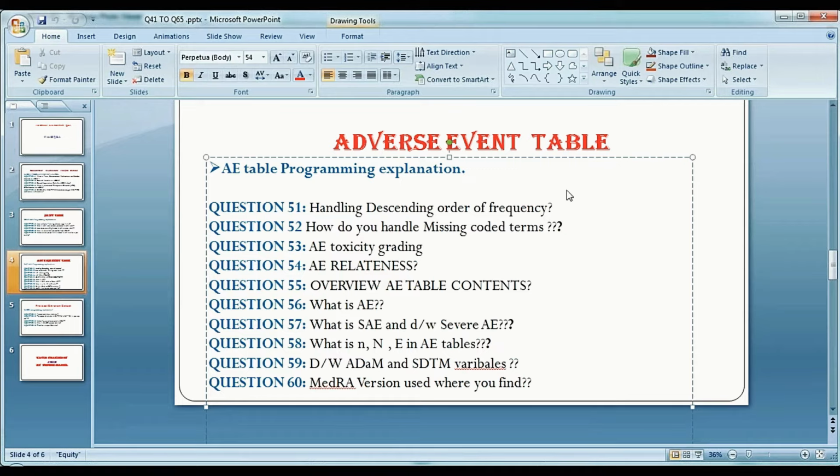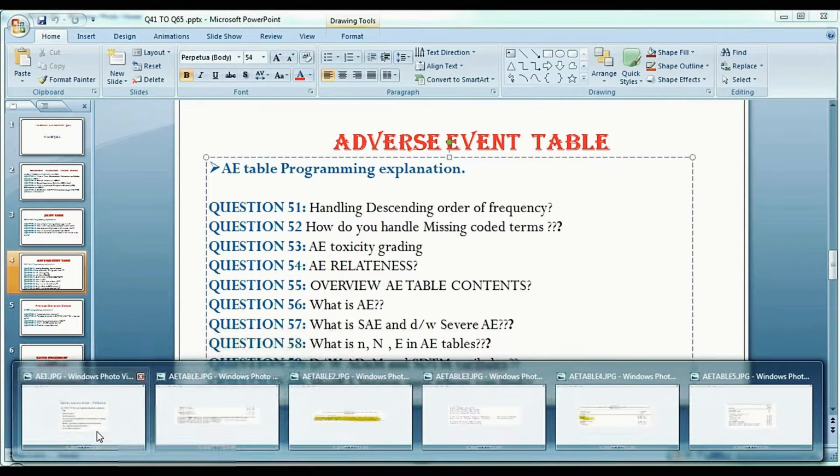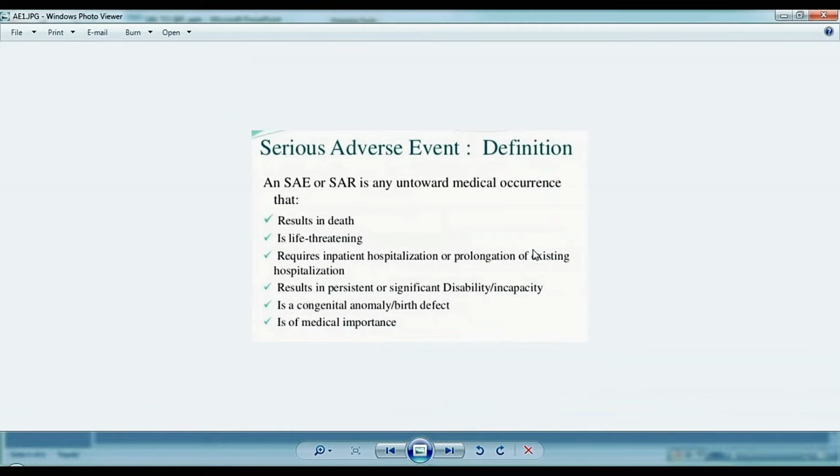So what is the difference between a serious adverse event and a severe adverse event? A serious adverse event, SAE, is an untoward medical occurrence. What is the criteria for an adverse event to be serious? The adverse event results in death, is life-threatening, requires inpatient hospitalization or prolongation of existing hospitalization, results in persistent or significant disability or incapacity, is a congenital anomaly or birth defect, or is medically important. If the adverse event has these criteria, we can call it a serious adverse event.